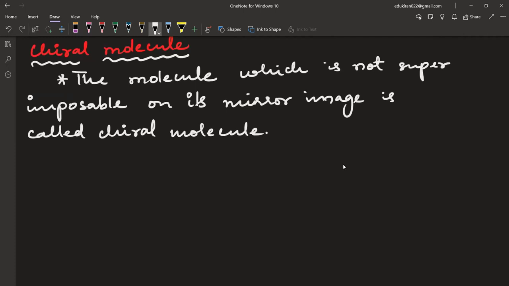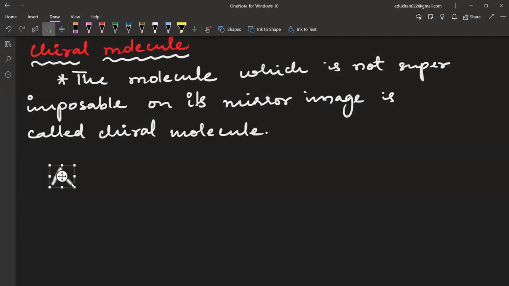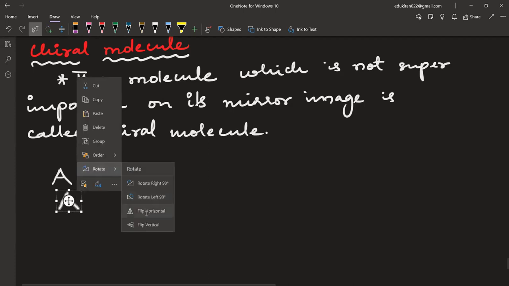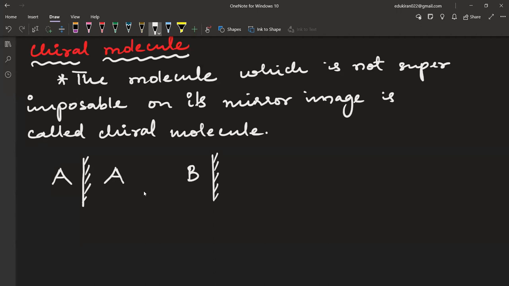Okay, chiral ke kuch examples aap dekh lijiye. Simple, for example, if you have letter A, okay, this letter A, if I rotate this to get the mirror image, see, it is still A. Na, ye dono mirror image hai. This is still A. But if you look at B, okay, and I have the mirror image. Iska mirror image kaisa hoga?